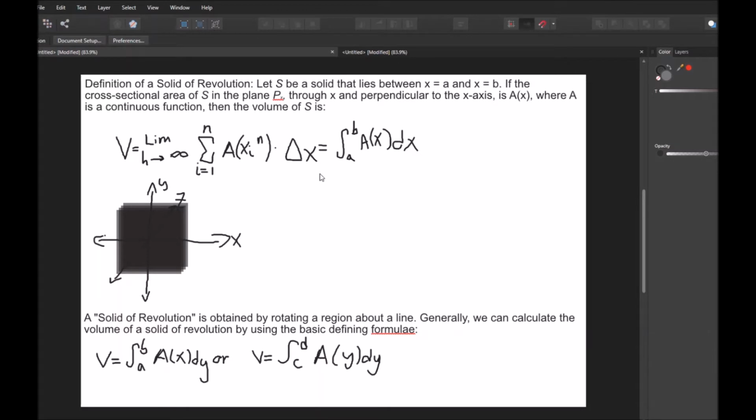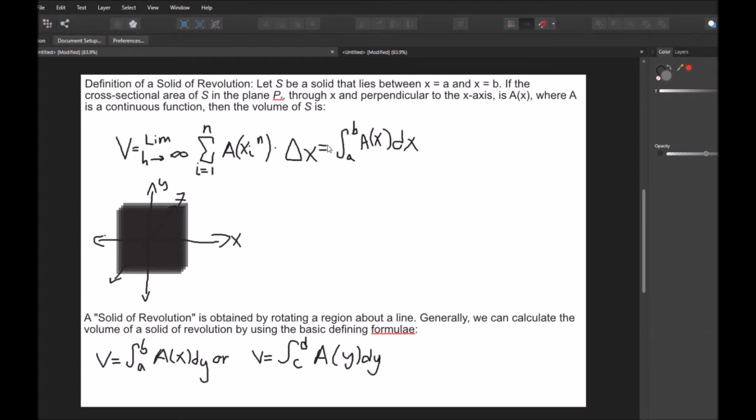And that might look daunting or challenging at first, but that's really just the Riemann sum from Calculus 1. It's the width times the height of infinitely small rectangles on a graph. And that can be simplified down to the integral of A of x dx from the lower limit a to the upper limit b.